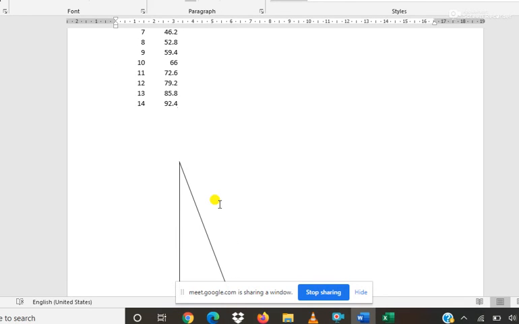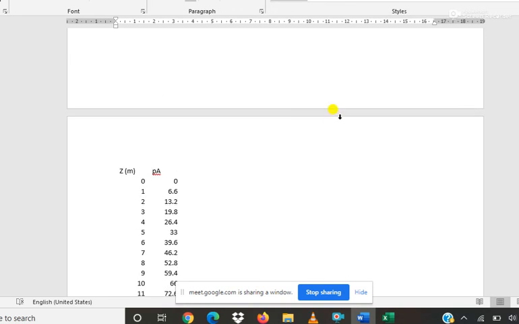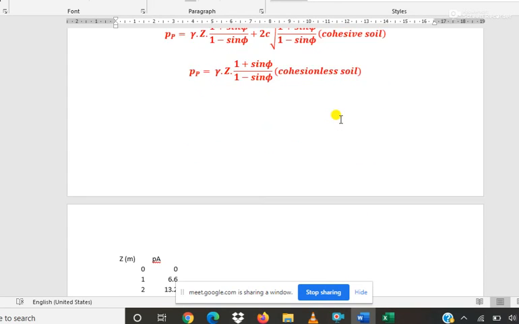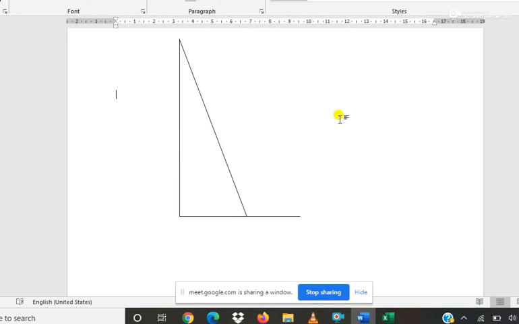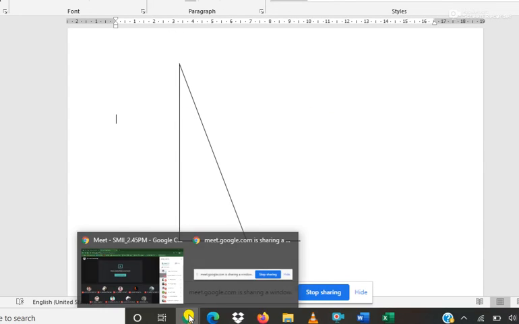Okay, for today I am finishing the class. In the next class we'll draw and plot the earth pressure diagrams for different conditions with different values of soil density and phi. All those different cases we have to plot, we have to draw the earth pressure diagram. But for now I am stopping the class.